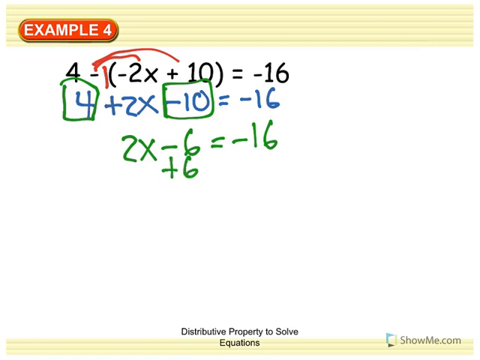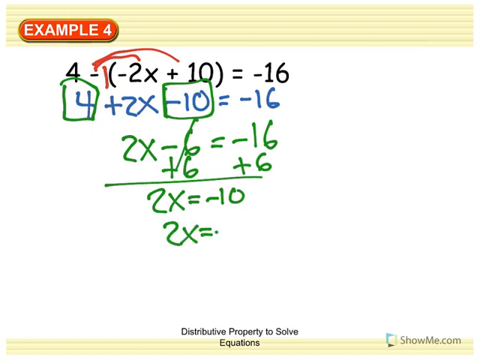Let's solve our two-step equation now. That gives me 2x equals -10. And if 2x equals -10, when I divide by 2, we get x is equal to -5.